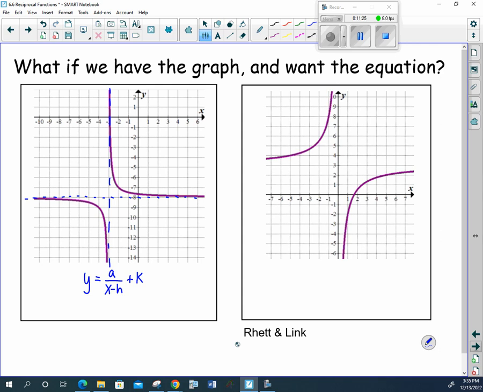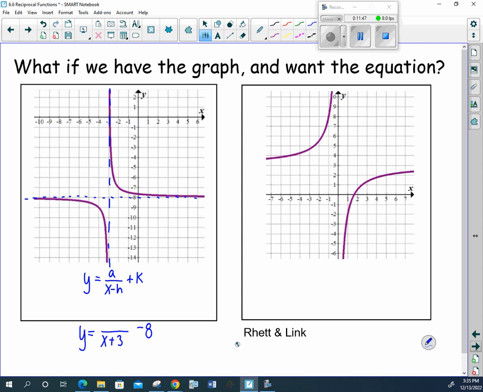So if we're looking at that, we're going to say y equals, and then my vertical asymptote is located at -3, so I'm going to say x plus 3. Horizontal asymptote is located at -8, so I'm going to say -8 on the end. So all we need to do is figure out A.